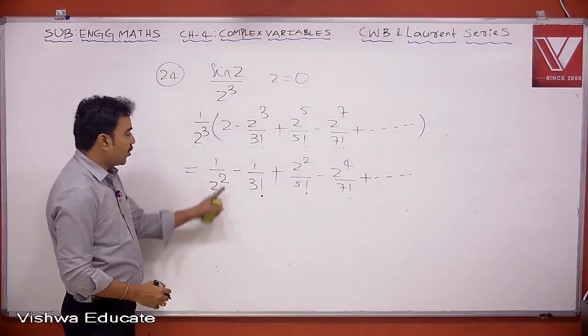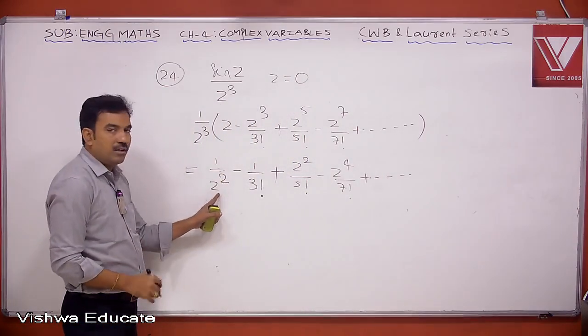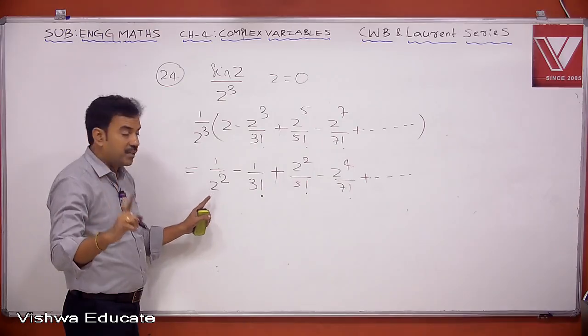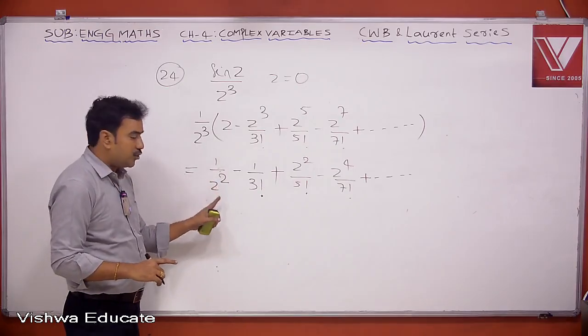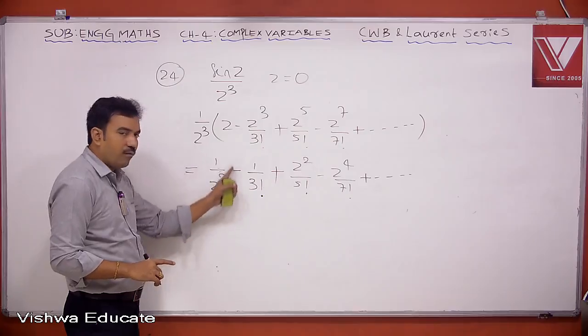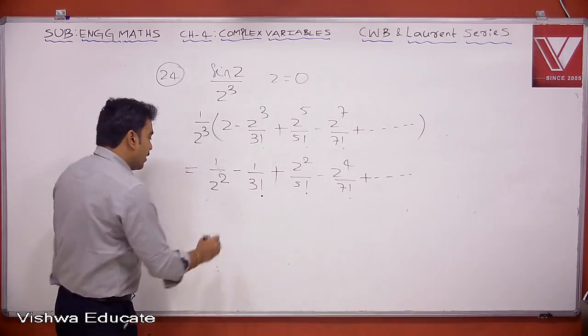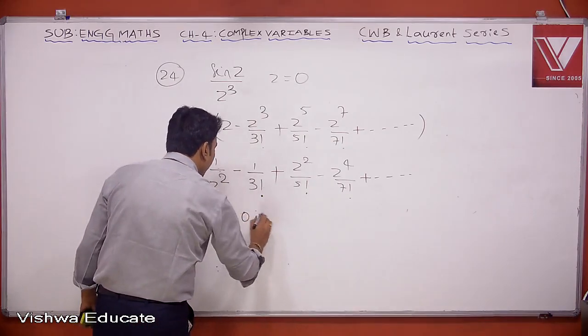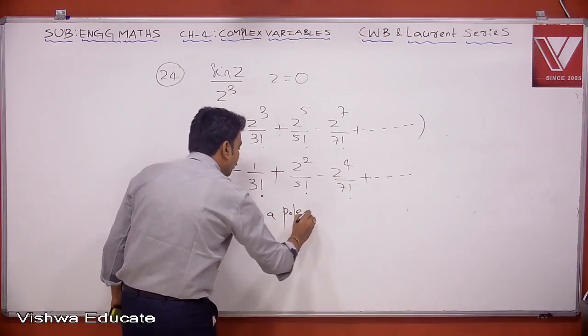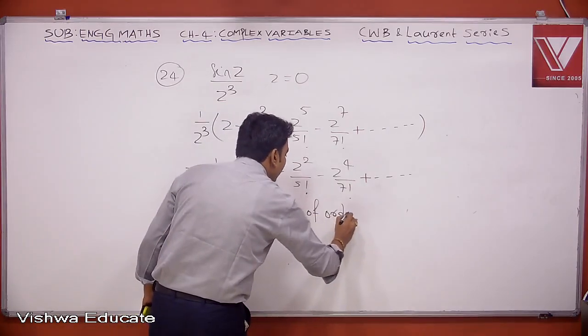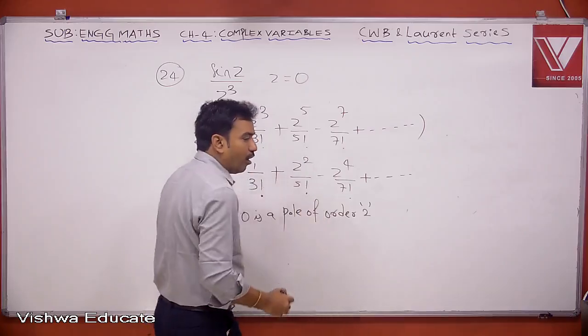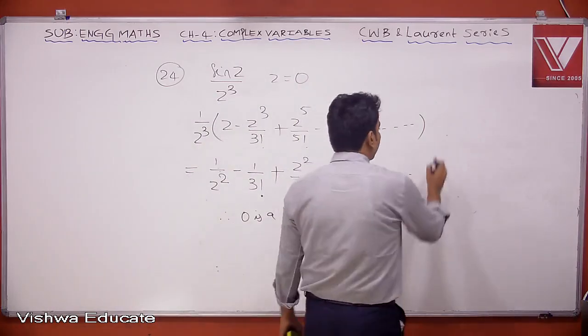Now here how many terms are there of the form 1 by z? Only one term. So finitely many. Therefore it is a pole. 0 is a pole. But what is the highest power of 1 by z minus 0? 2. Therefore 0 is a pole of order 2. So option B is right answer.